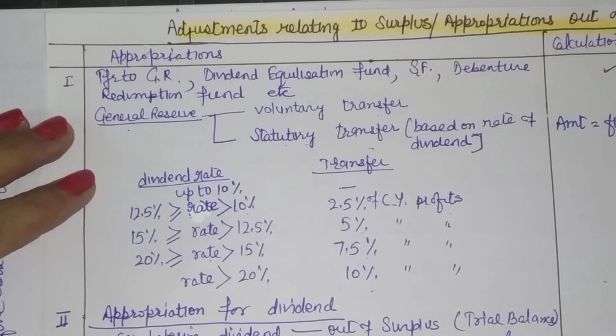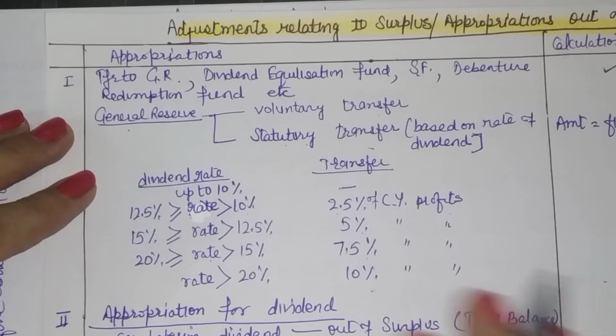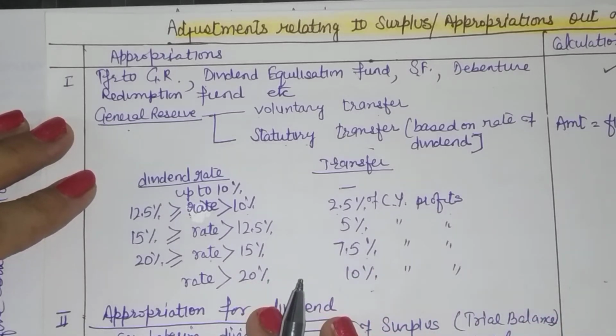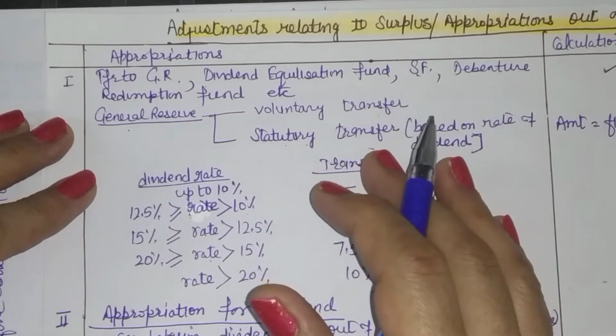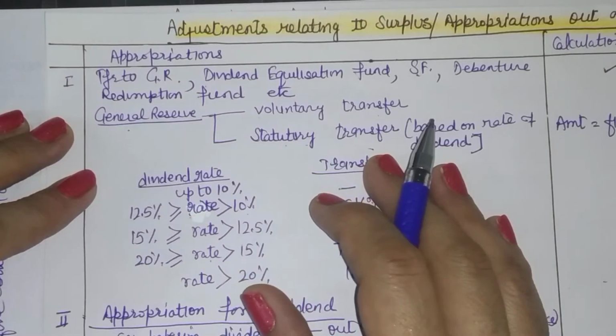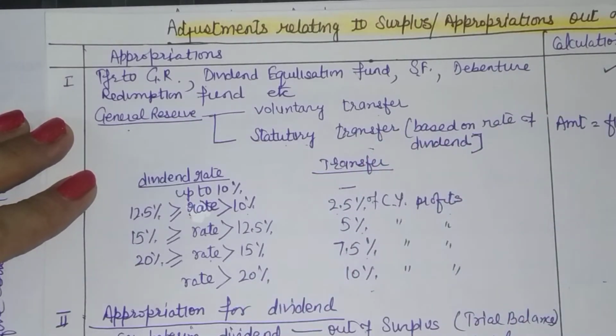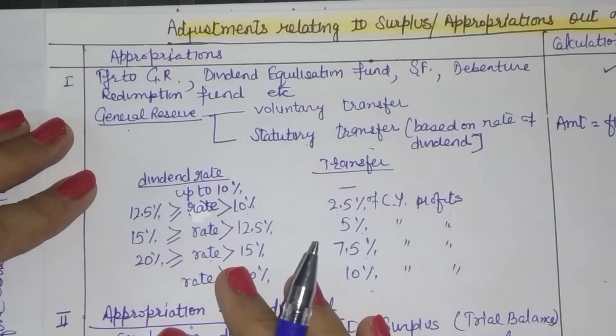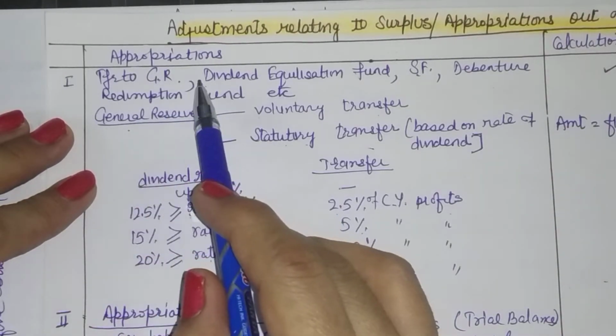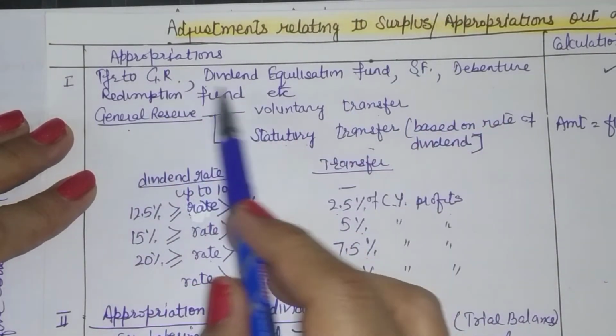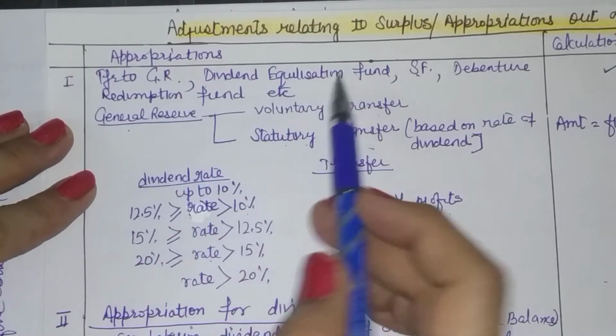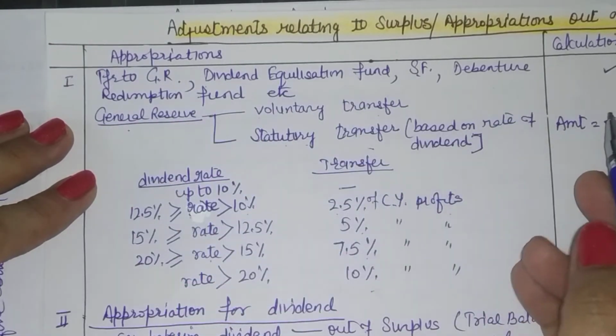So today we'll be starting with the journal entries relating to appropriations out of surplus. As in the previous lecture we have studied that the adjustments relating to surplus, that is appropriations, fall in four main categories. Transfers to various types of reserves like general reserve, dividend equalization fund, sinking fund, etc.